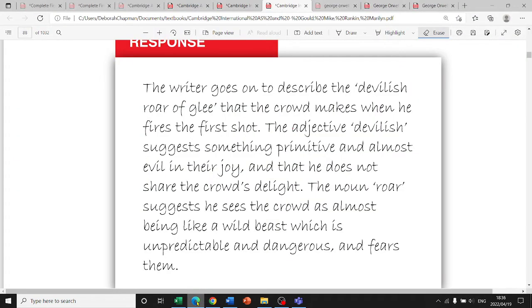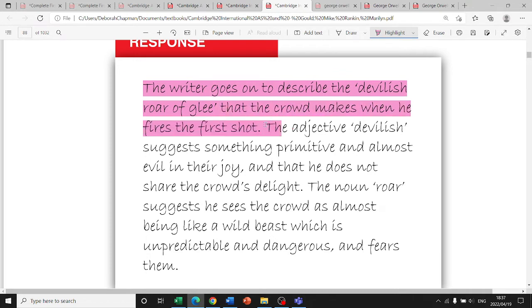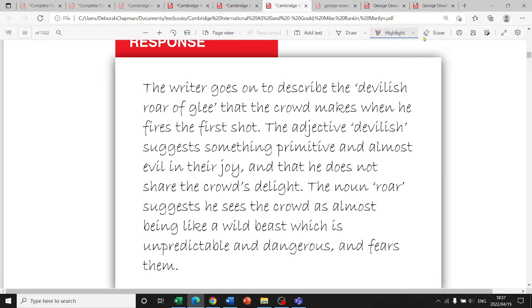So, let's go have a look at the text. The writer goes on to describe. Okay, so we're looking here. The devilish roar of glee that the crowd makes when the first shot is fired. So we can see that we've taken a main phrase. Why are you not working? We've taken a main phrase. So he's describing the devilish roar of glee.